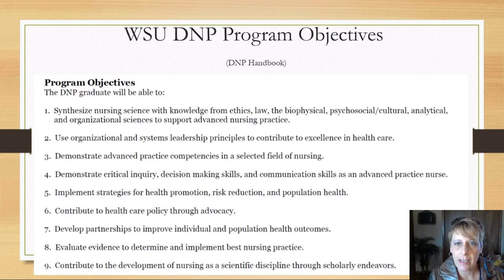So looking at the sciences and how that plays into support advanced nursing practice. Again, organizational systems leadership, you see again, advanced practice competencies. Looking at critical inquiry, decision-making, and communication skills as an advanced practice nurse. So that's very important, of course. Health promotion and risk reduction. Health policy, partnerships, again, we see some similar words to the essentials, and developing evidence to determine evidence-based practice, and again, contributing to the scientific discipline of nursing. So, of course, there should be some similarities and congruency between our own program objectives and that with the ACN essentials.